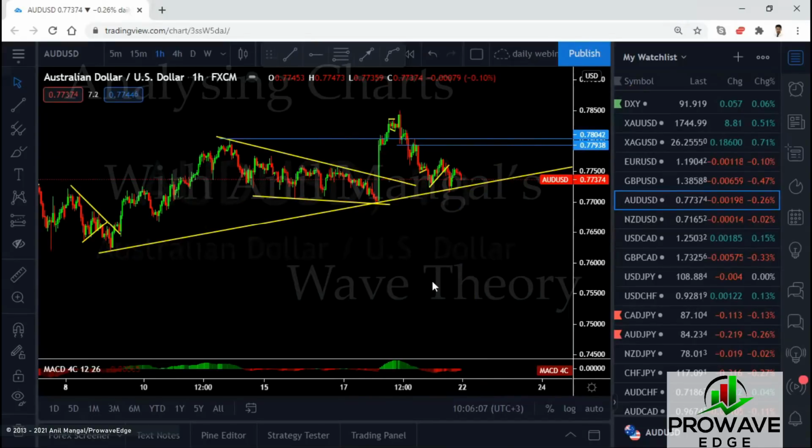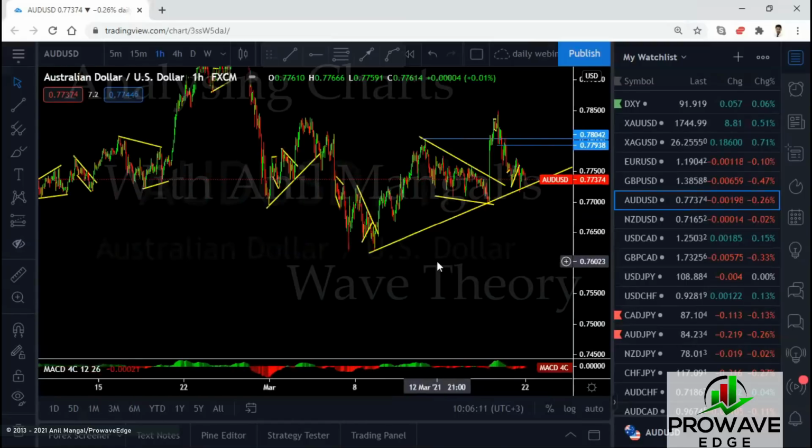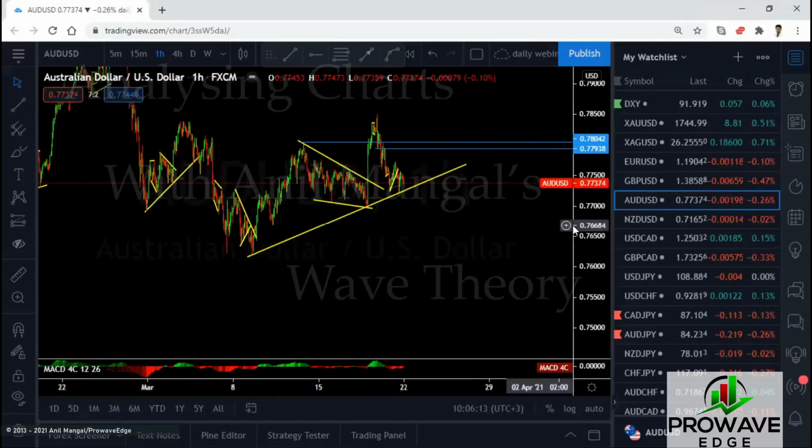So Aussie is not looking very interesting as a trade right now, right? Let's see. If on the sell, yes. If we get the sell, yes. If we don't get the sell, it's not that interesting.